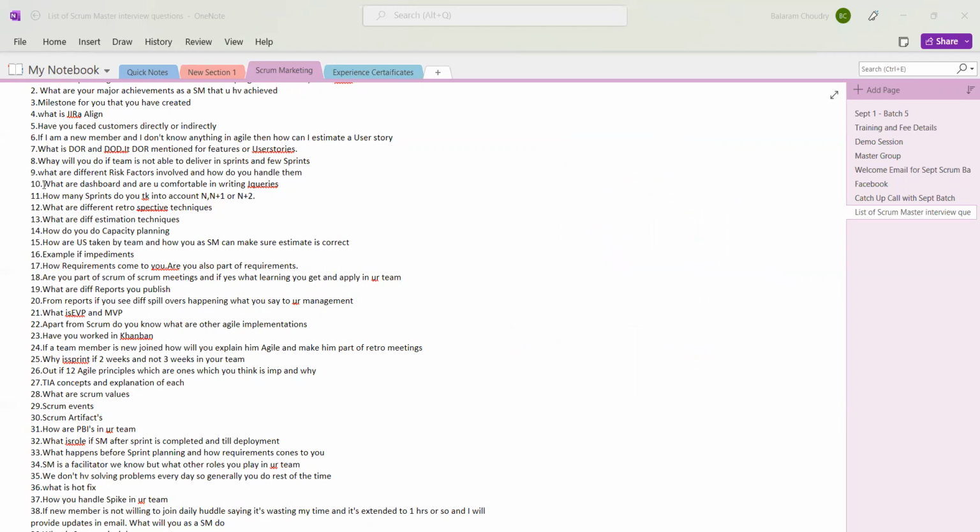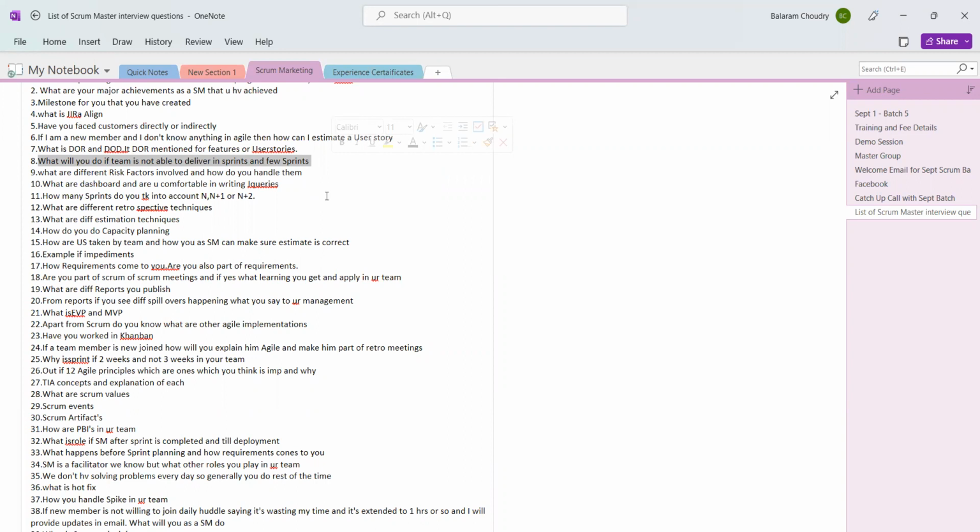Right. Now moving on to the next question: what will you do if the team is not able to deliver in sprints and a few sprints? What does it mean? Do you want to rephrase this question, Rinki? Yeah, Balram, the question was, if a team is not able to perform properly in a sprint and also in upcoming sprints, and you are observing the same trend from this sprint, the next sprint, and so on.